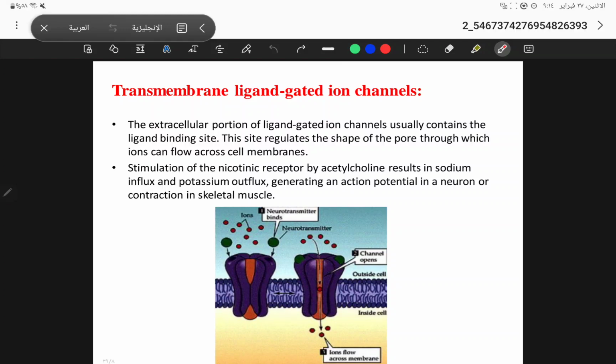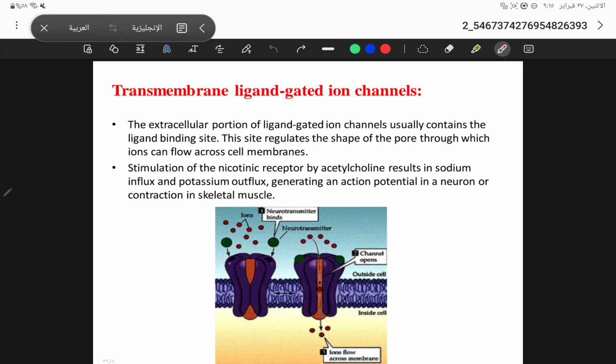These kinds of channels have an extracellular site, which is the site for drug interaction, and an intracellular site from which the ions can pass through. Stimulation of, for example, nicotinic receptors by acetylcholine results in sodium influx, potassium outflux, generating an action potential in a neuron or contraction of the skeletal muscle. We will come back to it in detail later.